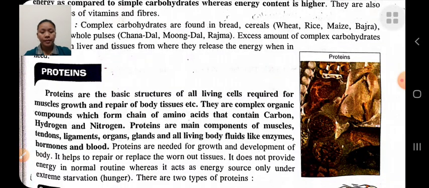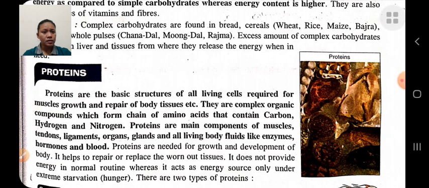Proteins are the basic structures of all living cells. Protein helps in growth and development of the body. Protein is known as body-building food. It helps in proper growth and development of the body.